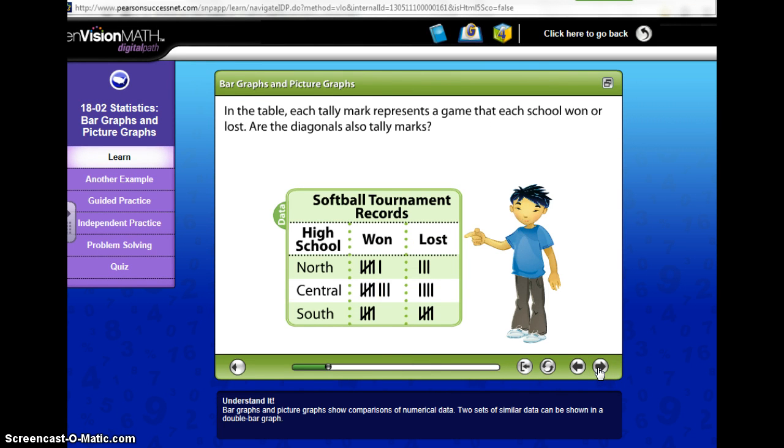So what about the diagonals? What do they mean? The diagonals. Kaden? That's right. That means it's a set of 5. It's the 5th tally, and they put a diagonal across it because it makes things really easy to count. Sometimes when you put a lot of them right next to each other, it's tough to count. So now we know 5 plus 1 more, 5 plus 3 more.